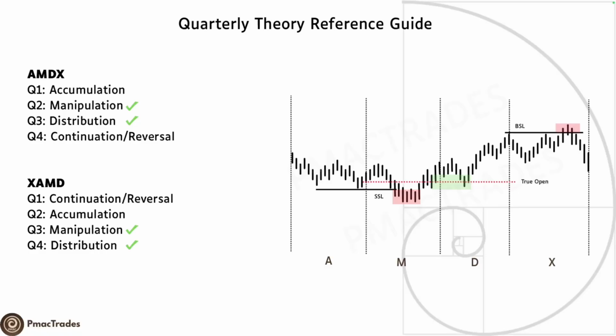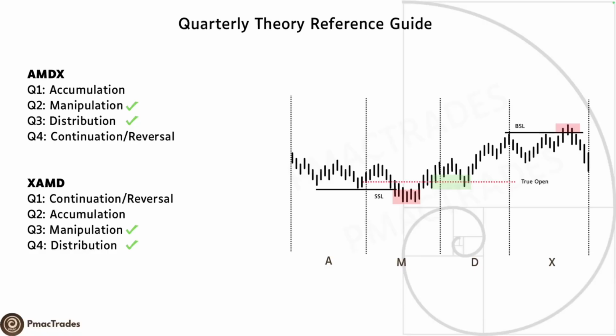Here on our example at the right is a textbook example of AMDX. As we can see, quarter one accumulated, and then quarter two manipulated below quarter one's sell side liquidity and below the true open. After the manipulation, price began to move upwards and created a PD array that overlapped the true open. These PD arrays that overlap true open are much higher probability and can be used to catch very precise entries on trades. Next, we can see quarter three distributed off manipulation and drove prices higher instantly.